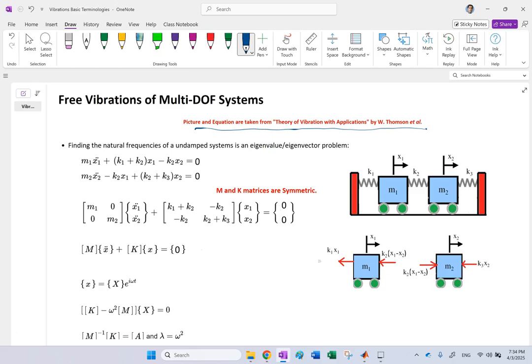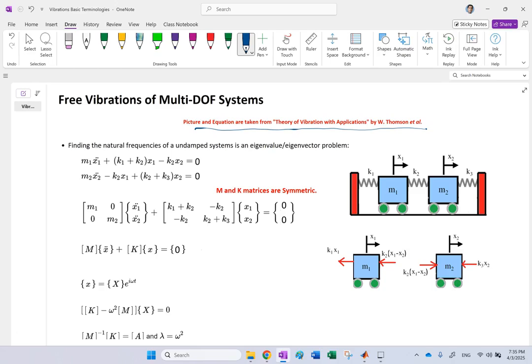Everything comes from there except for the last part, the one that has damping. That is not in the book of Thomson. That I had to add myself. So in Thomson, if you look at the vibrations for multi-DOF systems, they're all done without any damping.